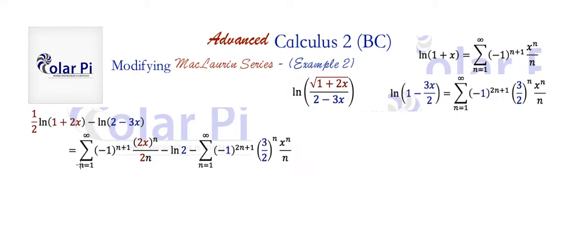Okay, but it's also the same as taking the Maclaurin series for 1/2 ln of (1 plus 2x), which is right here, and then subtracting from that the Maclaurin series for ln of (2 minus 3x), which is ln 2 plus this stuff. So subtracting ln 2 plus this stuff means subtracting ln of (2 minus 3x), and that's what I've got right here, yeah?